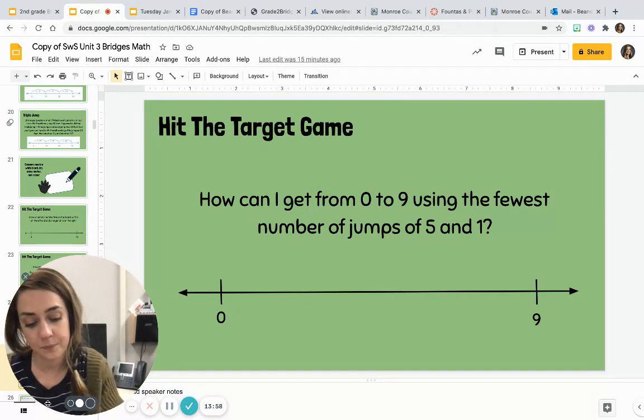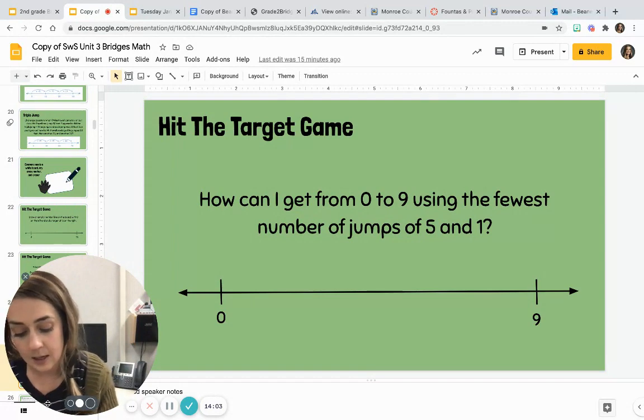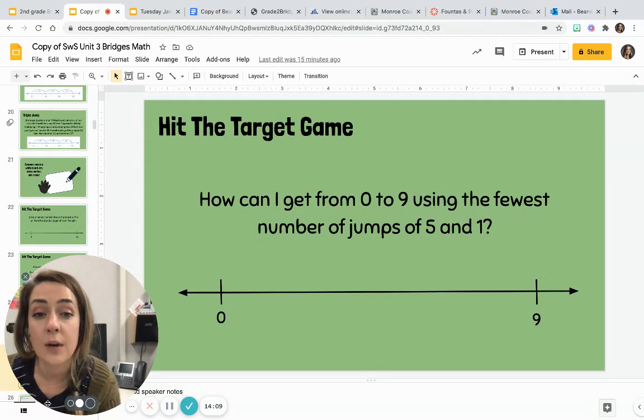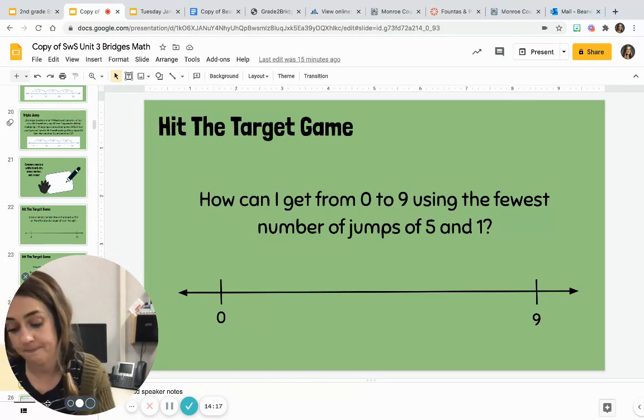Here's another one. So on your same piece of paper, you're going to do another number line. It's going to start with 0, and it's going to go to 9. And again, you are going to get to 9 with as few jumps as possible by using a hop of 5 and hops of 1. Okay? So figure out how that might look. All right, I'm going to give you one more second.